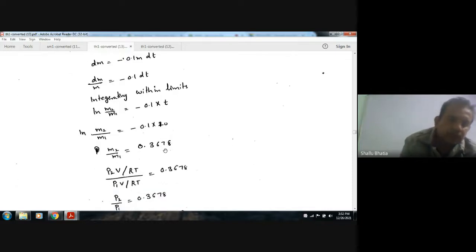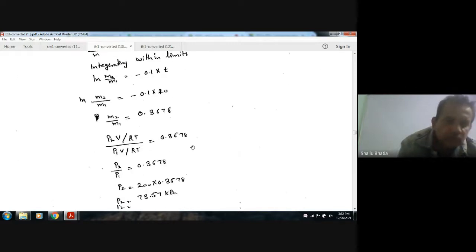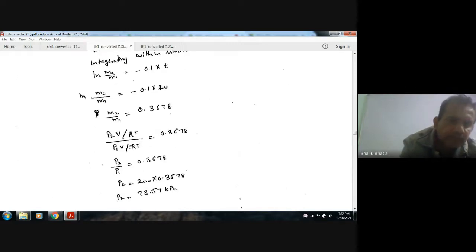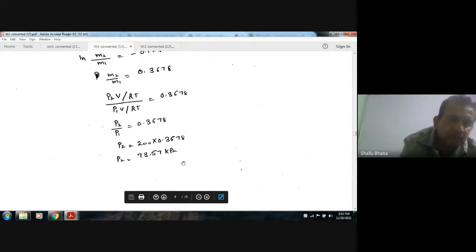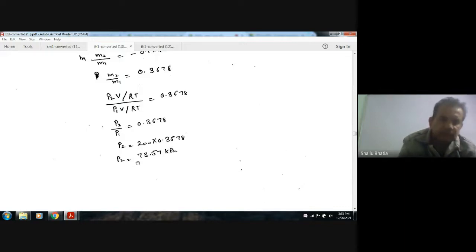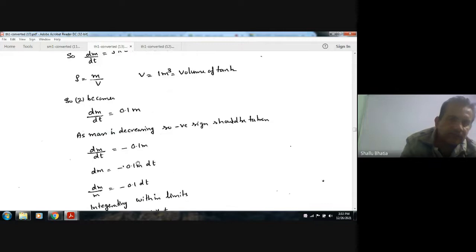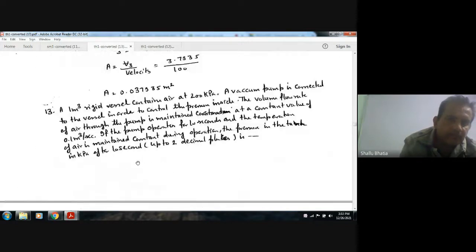Now we will have m2 by m1 as 0.3678. So P2 V by RT divided by P1 V by RT is 0.3678. Here V and RT are the same in M2 and M1, so eliminating all this, we have P2 by P1 equal to 0.3678. So P2 is 200 into 0.3678, so P2 is 73.57 kPa.